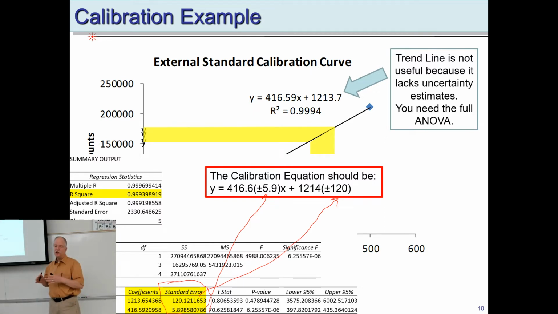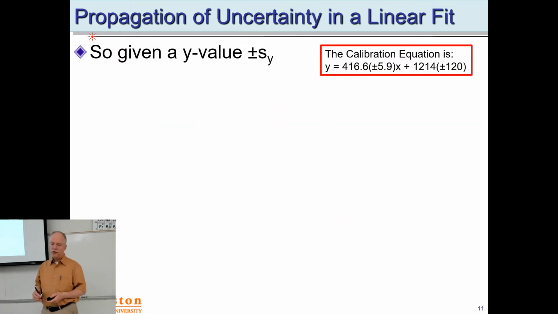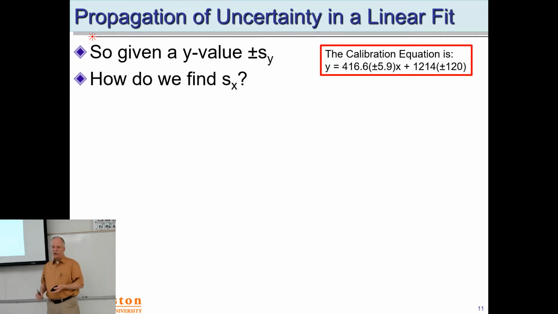But now that we have the uncertainties in M and the uncertainties in B, how do we get the uncertainty in Y? So that's the real question. And if we know the uncertainty in Y from 3 measurements, how do we get the uncertainty in X? So we need to propagate the uncertainty through this equation. And so if we're given a Y value plus or minus SY, we can get that from our 3 runs. So we run 3 samples, we get 3 different signals. We can take the standard deviation of those 3 signals and we have plus or minus SY. How do we find S of X?